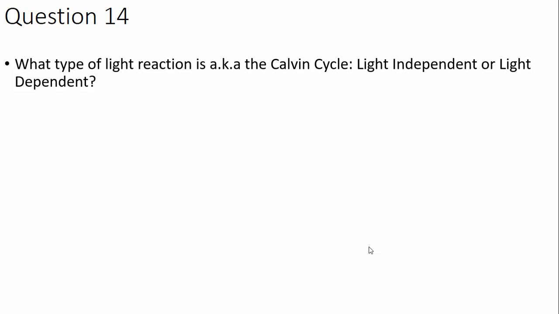All right, number 14, what type of light reaction is the Calvin cycle known as? So is that light independent or light dependent? And that is light independent. You do not need light for the Calvin cycle to take place. Now, it can take place inside the light, but it does not need light.